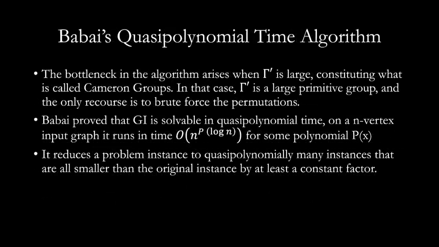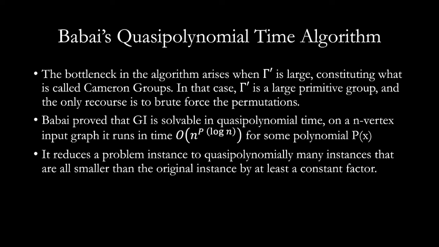Or it was the only recourse, until Babai attacked exactly this bottleneck, improving the running time of the theoretically fastest general graph isomorphism algorithm. Babai proved that graph isomorphism is in fact solvable in quasi-polynomial time. This means that on an n-vertex input graph, Babai's algorithm runs in n to the power of p(log n) time for some polynomial p(x). This can be interpreted as the problem being almost efficiently solvable theoretically.